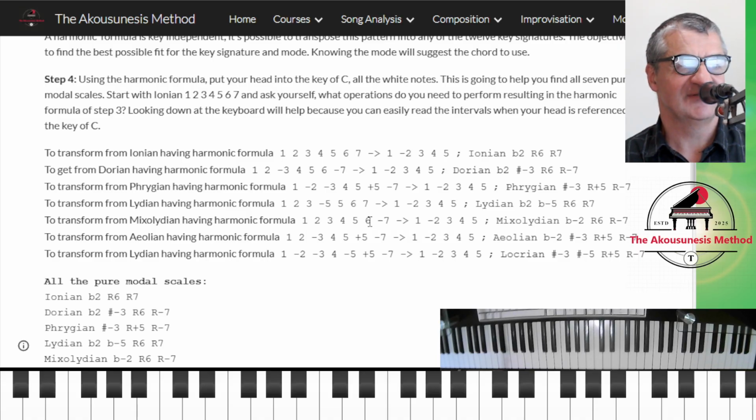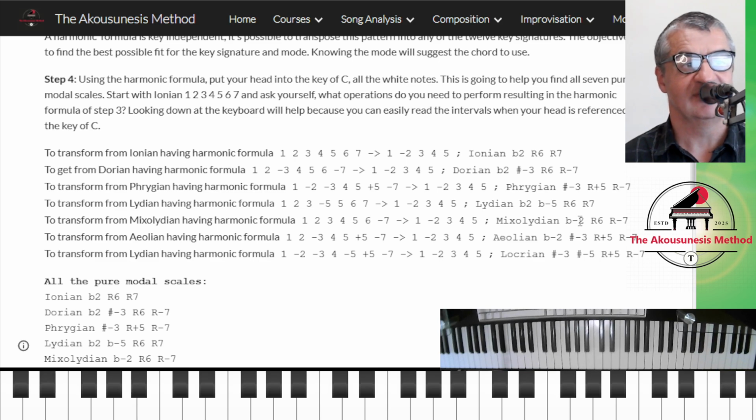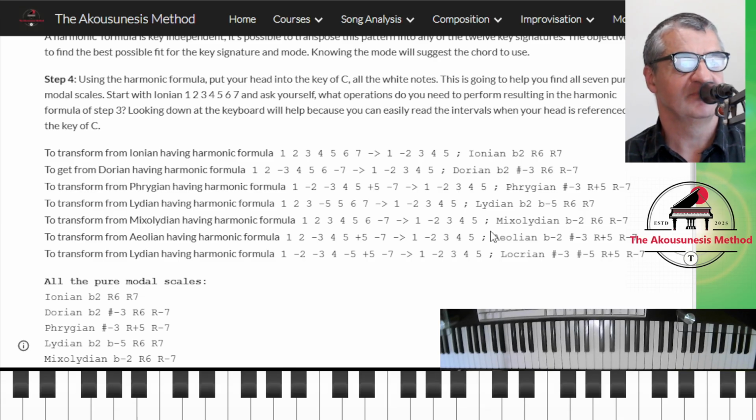All right, next one: 1, 2, 3, 4, 5, 6, 7. That's the natural Mixolydian. Sorry, Mixolydian. We want to get to here. So we've got a 1, 2 and a -2. Sorry, that's wrong. Flat 2, Mixolydian. Flat 2 to get to the -2. So that should just be flat 2, and I'll correct that. So that's just flat 2.